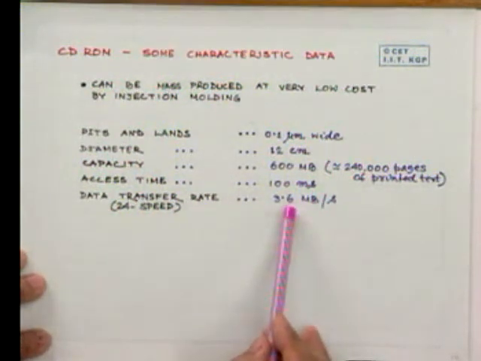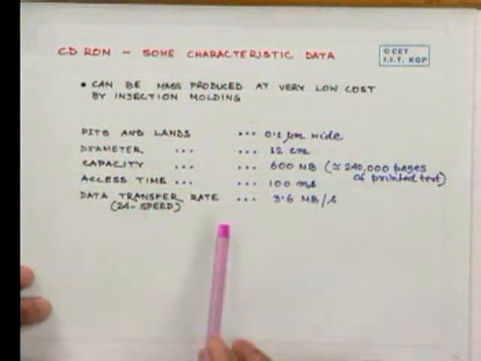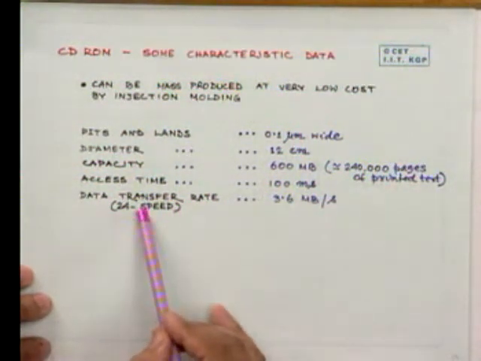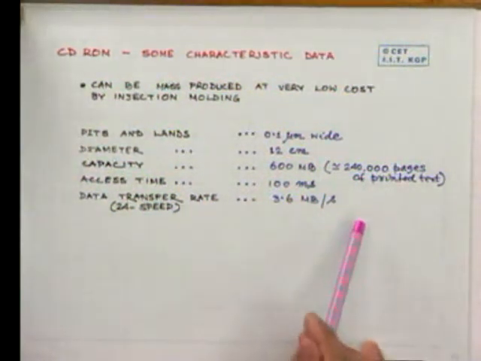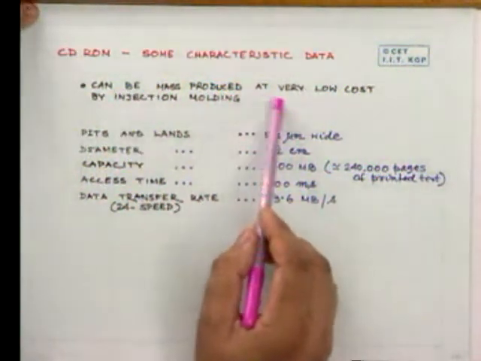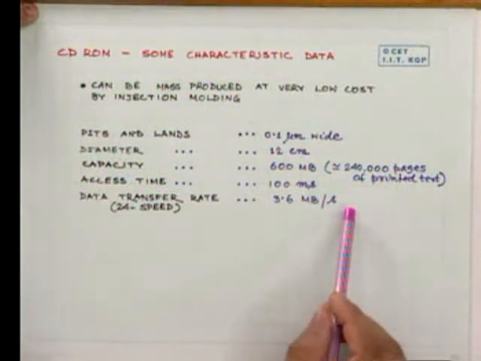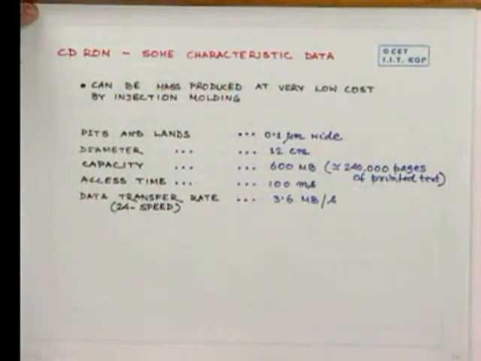Data transfer rate is 3.6 megabyte per second at 24 speed. As you know, the speed varies. At present it's quite higher than 24, I think 32 or more. The advantage, of course, is that it can be mass produced at very low cost by injection molding, and therefore the cost of a CD-ROM is very low. It's a very convenient way of mass storage if you want to keep books, journals or other materials permanently. You can transfer all this information to the CD-ROM, and for dissemination and distribution, you can copy them and distribute them at quite a cheap rate.